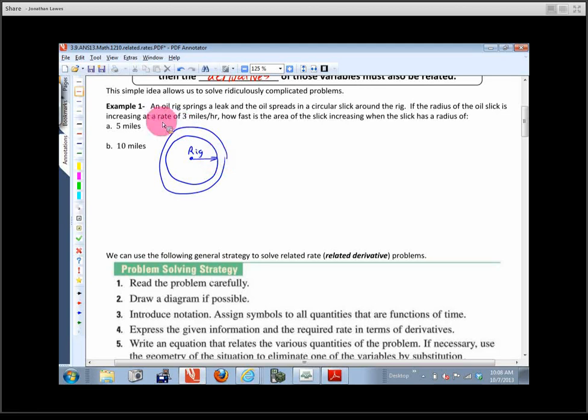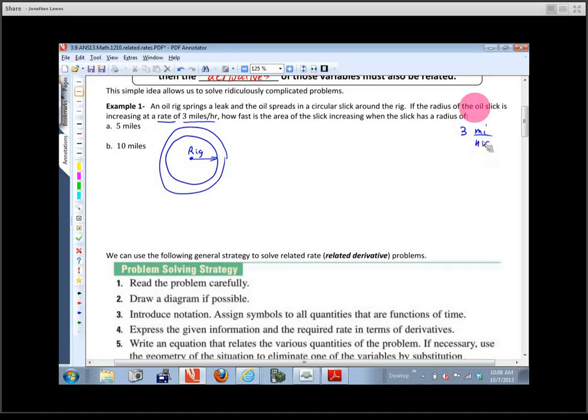It says the radius is increasing at a rate. Somebody says rate in a calculus class, so you know that's a derivative. So the radius is changing at a rate of 3 miles per hour. Now, the fact that we've got 3 miles per hour is a big deal. Because you'll notice that what's in the denominator, the hours, that's what we would have had to differentiate with respect to. This is a derivative with respect to time.